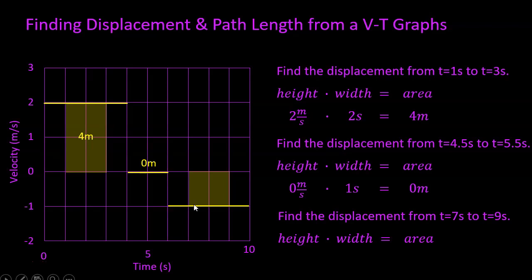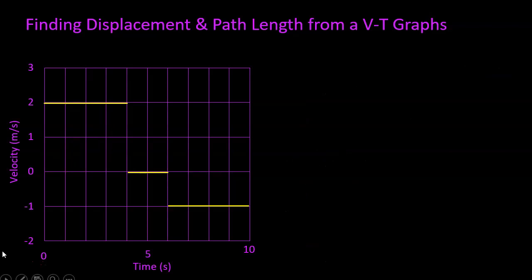And again, because the velocity line's in the negative region, we have to draw this area or rectangle going from the velocity line up to the time axis. The height is -1 meters per second, and the width is 2 seconds, and when we multiply that, we get -2 meters. So from 7 seconds to 9 seconds, the object would have moved in the negative direction 2 meters. So let's move on with another problem.